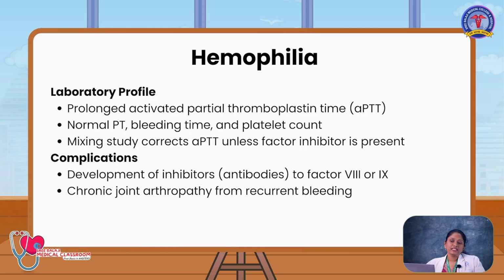Laboratory findings in these cases include a normal prothrombin time, normal bleeding time and a normal platelet count. We have a prolonged activated partial thromboplastin time and mixing studies generally corrects the APTT unless factor inhibitors are present. Complications of this disorder include development of inhibitors or antibodies to factor 8 or 9 and chronic joint arthropathy from recurrent bleeding.